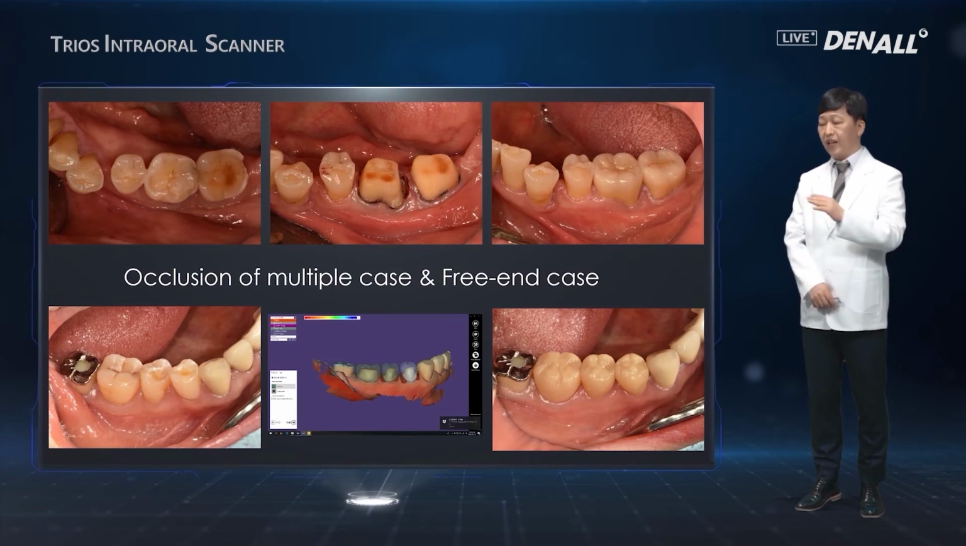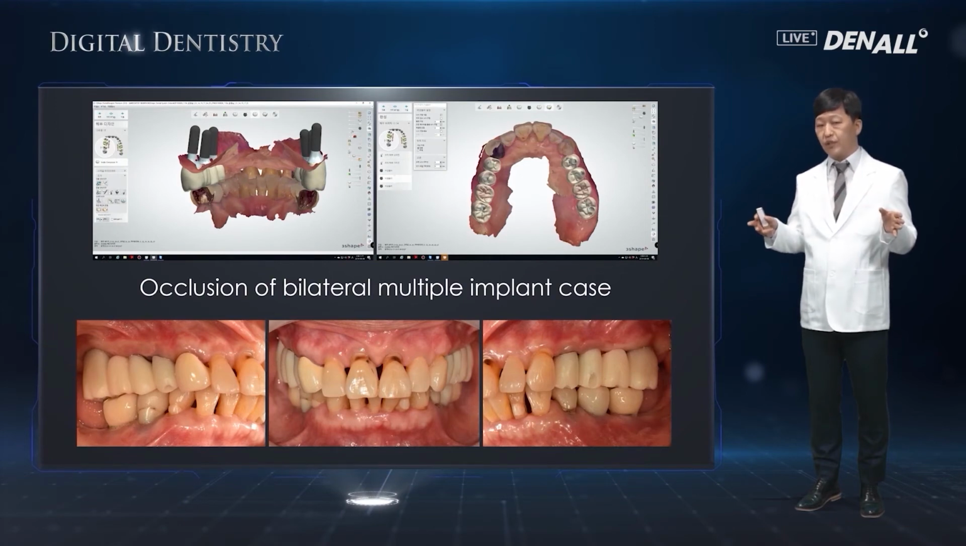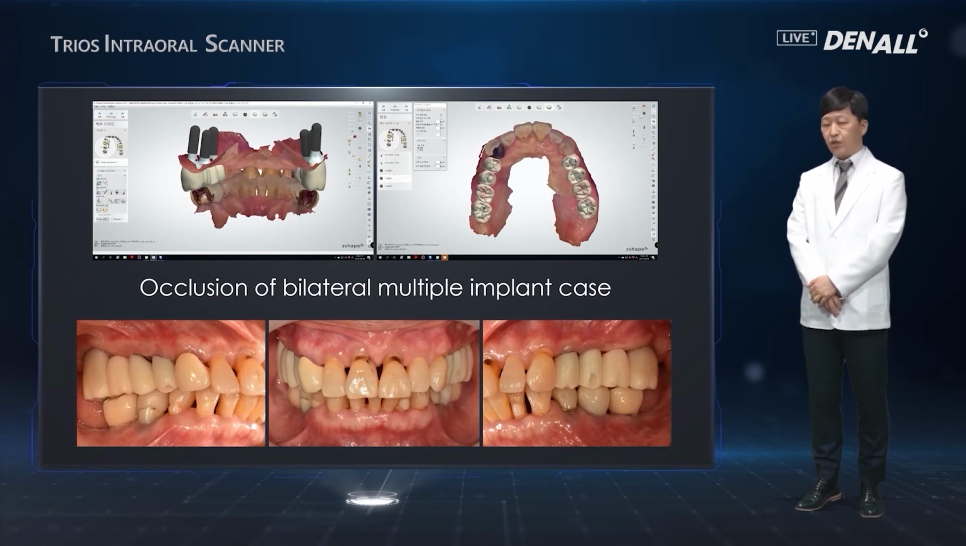In a multiple or free-end case, pre-occlusal function should be used to acquire accurate occlusion. Multiple teeth need to be restored in this case. It is hard to check whether accurate occlusion is acquired. Trios scanner can acquire very accurate occlusion in cases like this for bilateral prosthesis designing.